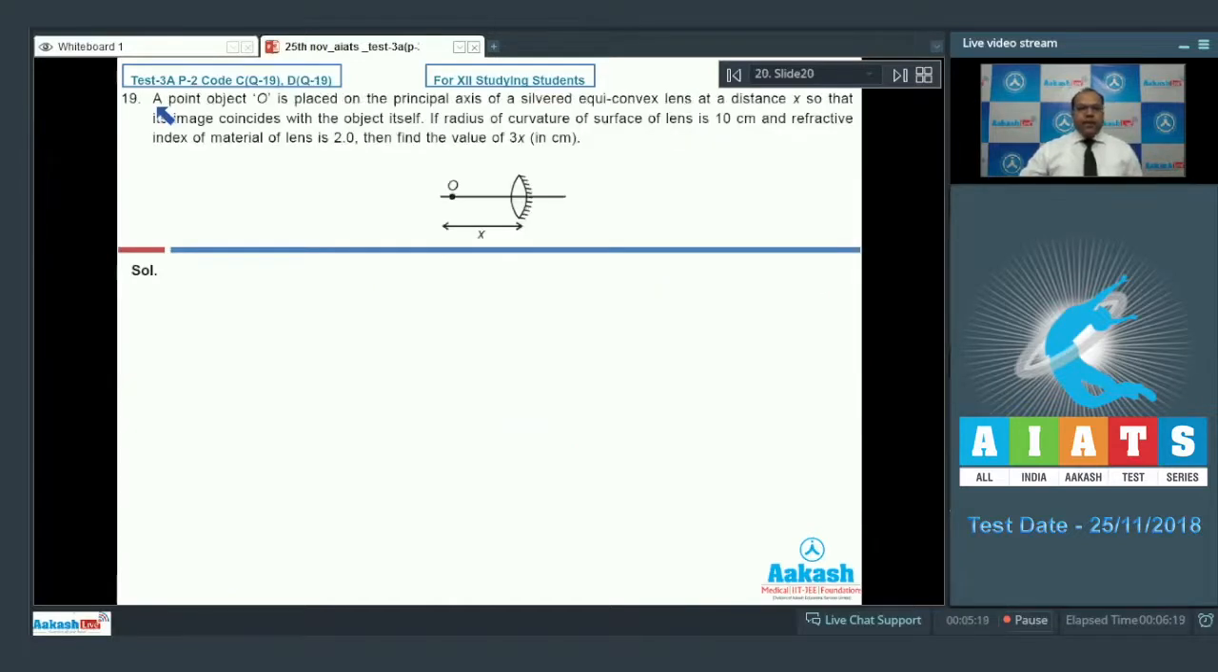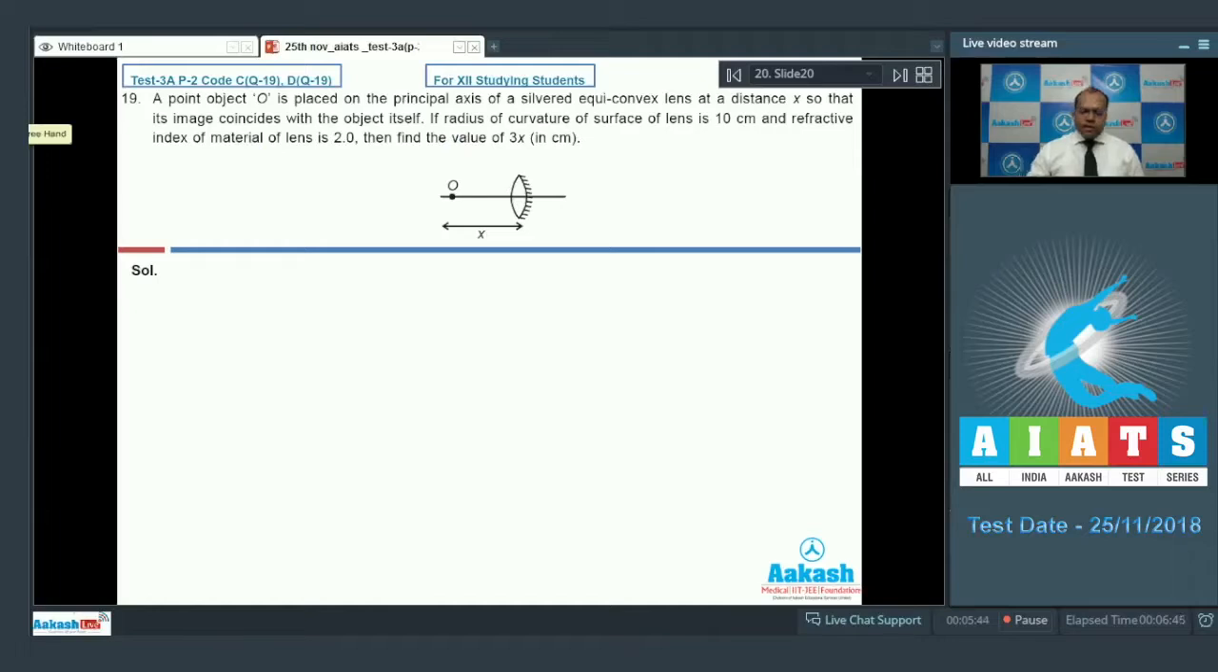In question number 19, a point object O is placed on the principal axis of a silvered equiconvex lens at a distance x so that its image coincides with the object itself. If the radius of curvature of the surface of the lens is 10 cm and the refractive index of the material of the lens is 2, then find the value of 3x.